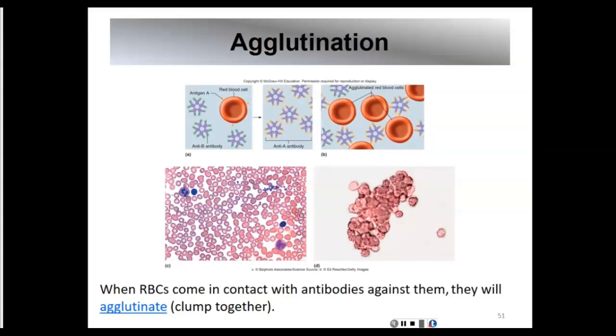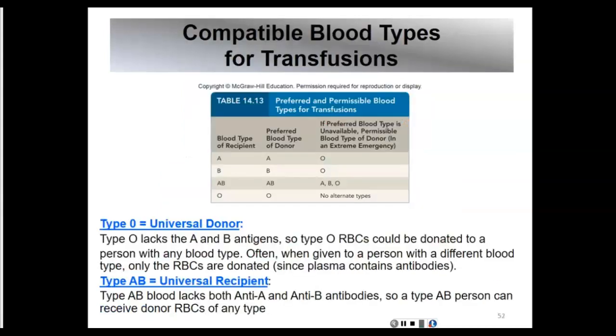Agglutination is when those red blood cells come in contact with antibodies against them. They will clump together. Type O is called the universal donor. It lacks both A and B antigens, so type O could be donated to a person of any blood type. Often, when given to a person with a different blood type, only the red blood cells are donated because plasma can contain antibodies. A type AB is the universal recipient. It lacks both anti-A and anti-B antibodies, so a type AB person can receive donor red blood cells of any type.